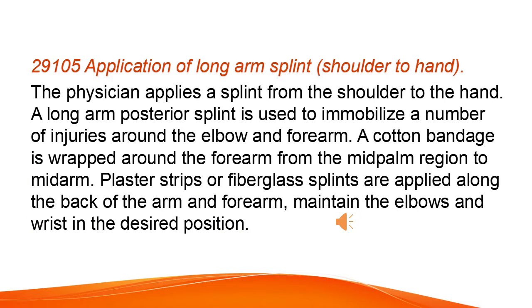Application of long arm splint, shoulder to hand. The physician applies a splint from the shoulder to the hand. A long arm posterior splint is used to immobilize a number of injuries around the elbow and forearm. A cotton bandage is wrapped around the forearm from the mid-palm region to mid-arm. Plaster strips or fiberglass splints are applied along the back of the arm and forearm, maintaining the elbow and wrist in the desired position.